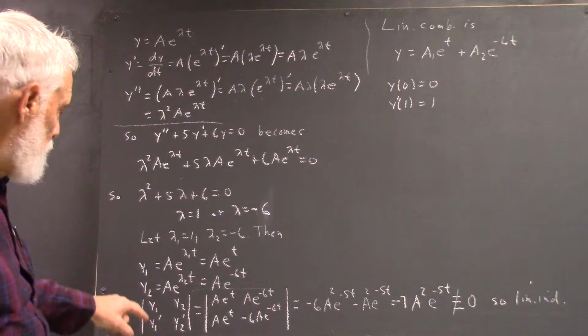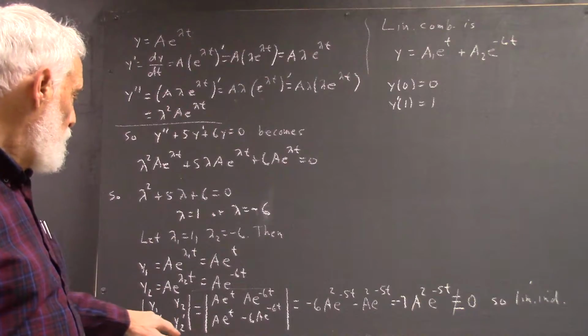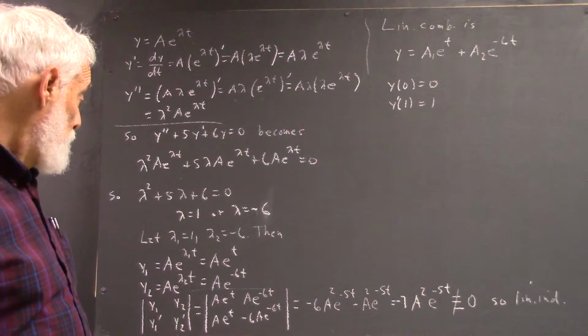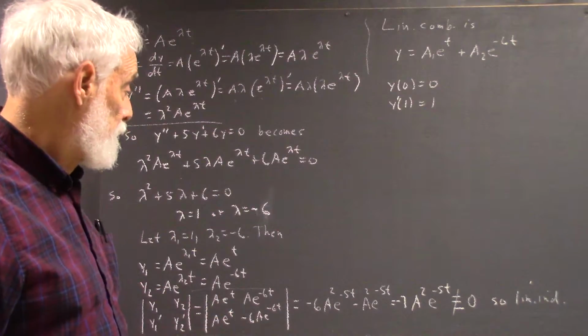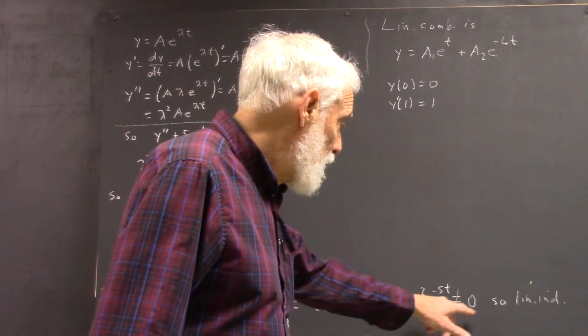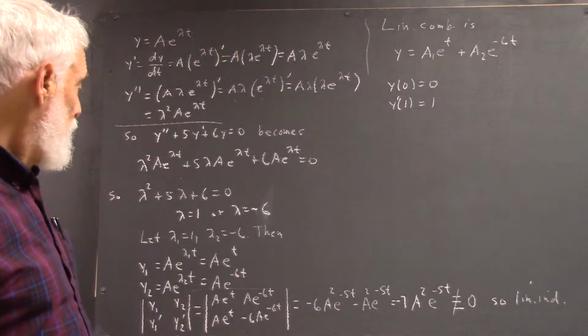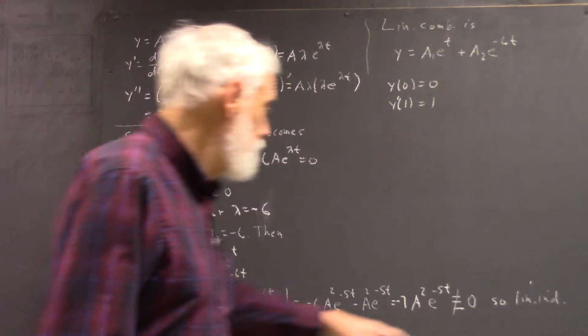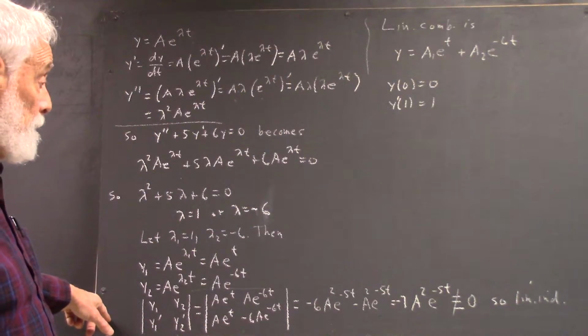The determinant of y1, y2, y1 prime, y2 prime, is clearly this, and is clearly this, and this is not identically equal to 0. And this tells us that our two solutions are linearly independent.